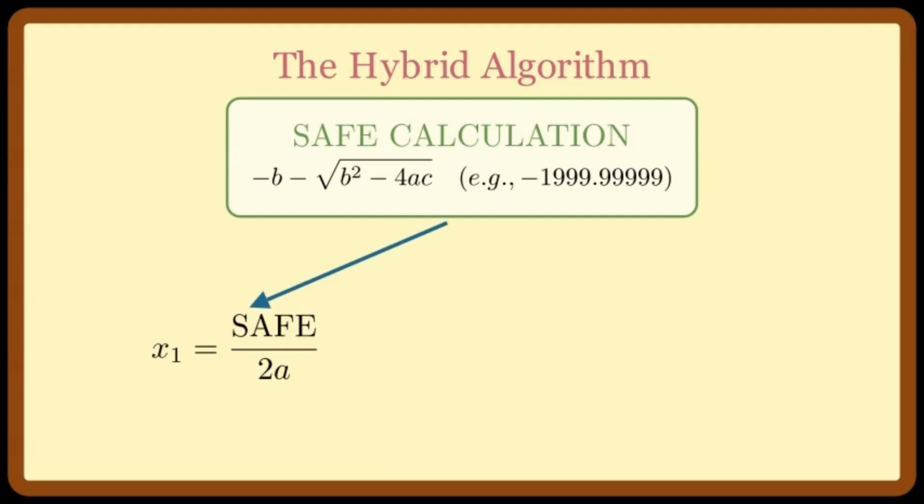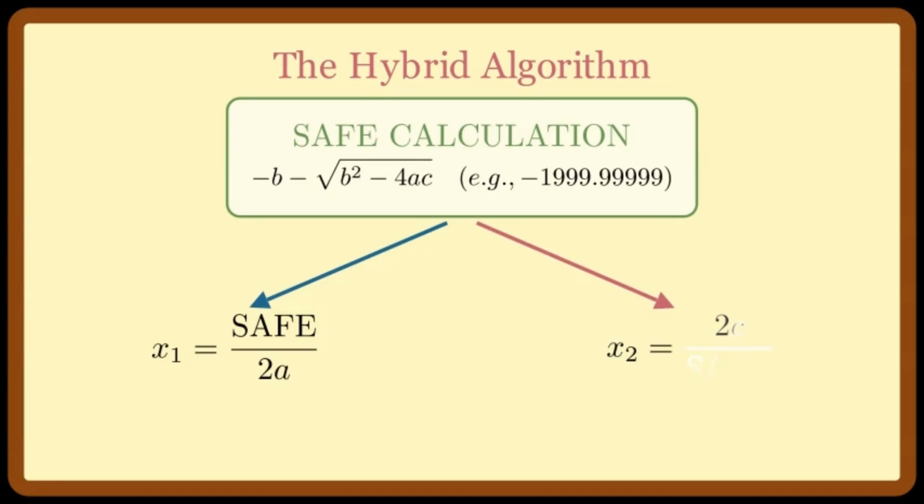Now, to find the first solution, the computer takes this safe calculation, plugs it into the numerator of the classic formula, and divides by 2a. That is how we get a completely precise first solution. And what about the second solution? The one that was supposed to use the dangerous calculation to be found.